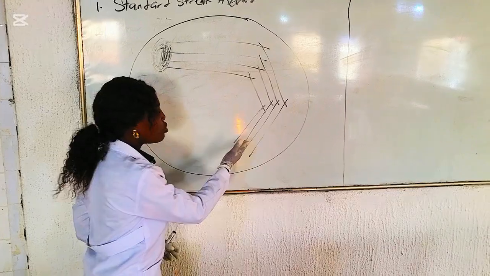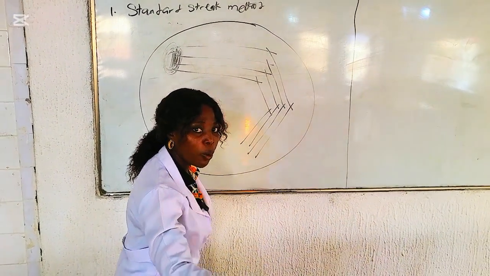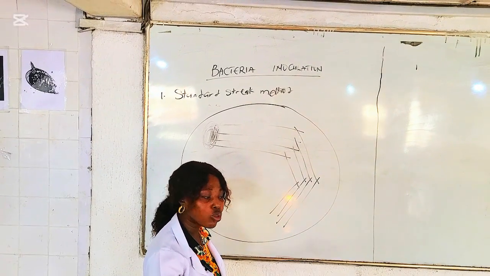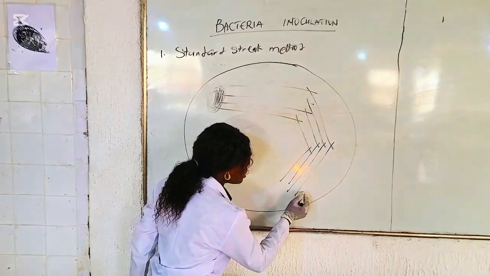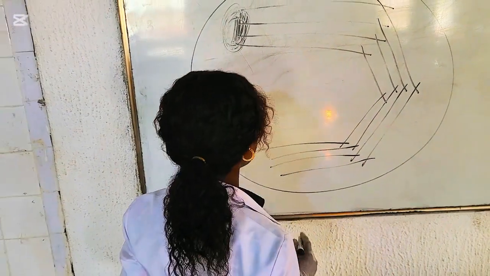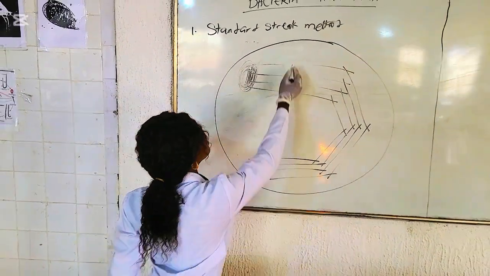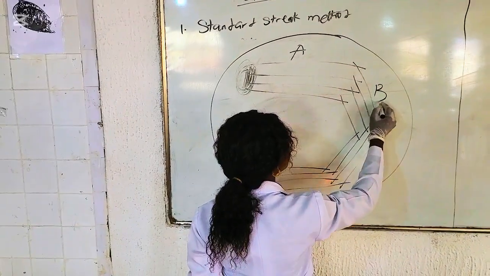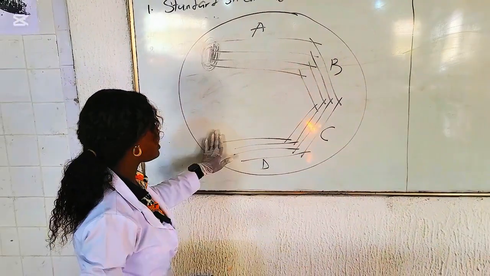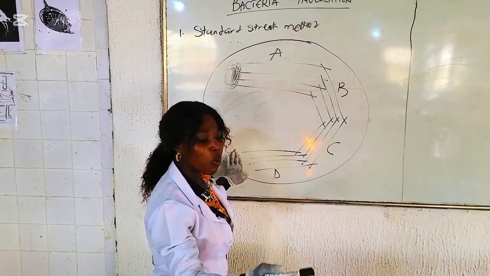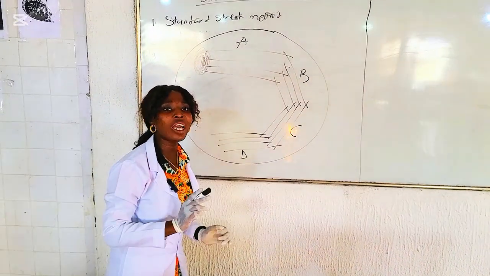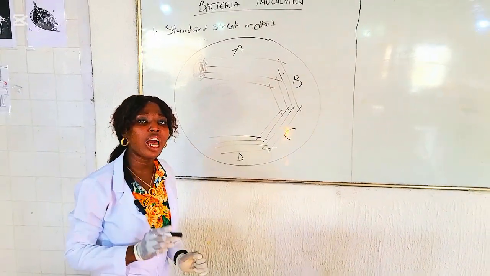So again, after you make this streak, you flame the wire loop red hot, allow it to cool, and then you streak again the distal end of the previous streak. This is streak A, this is streak B, streak C, streak D. Once you get to streak D, you flame the wire loop red hot and you cool again. Note, you have to cool the wire loop. You must allow the wire loop to cool.